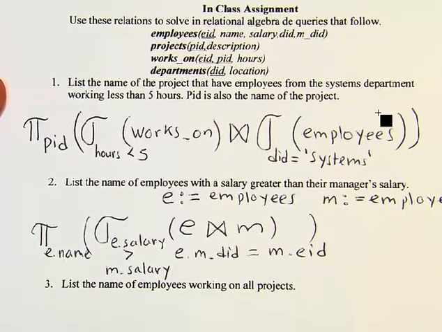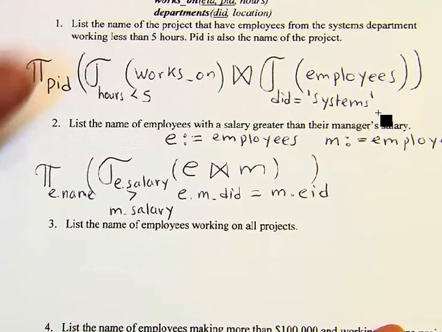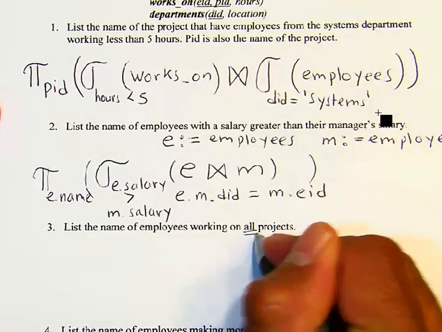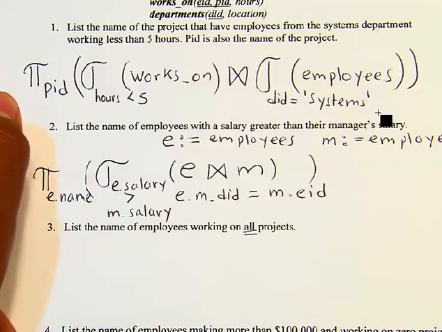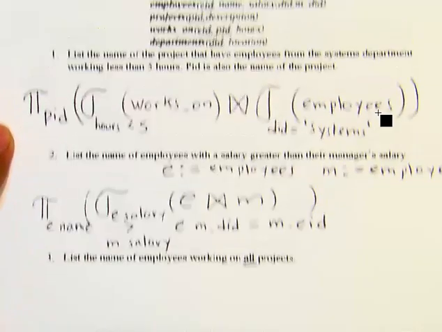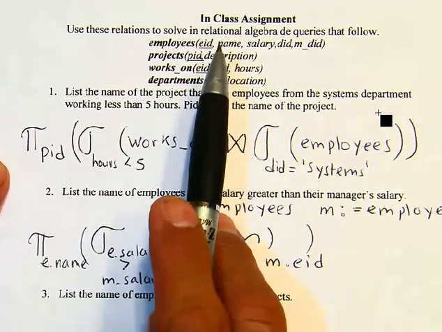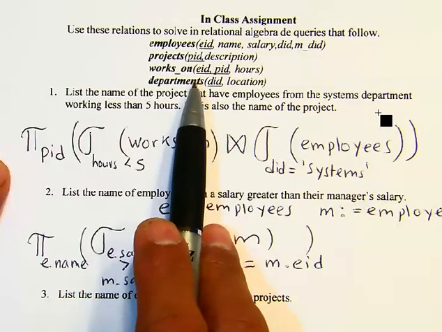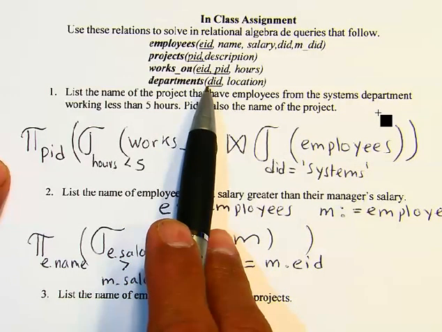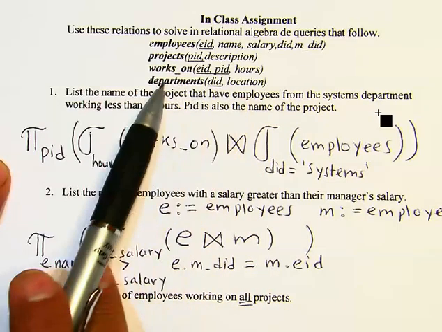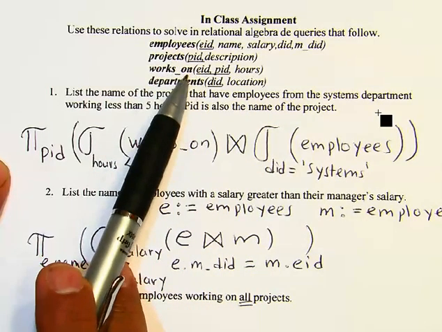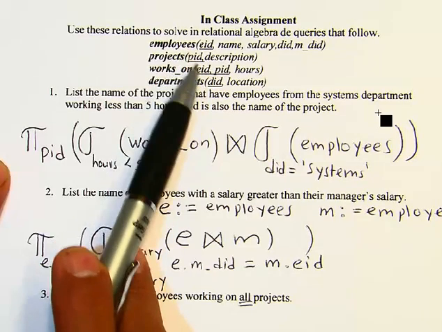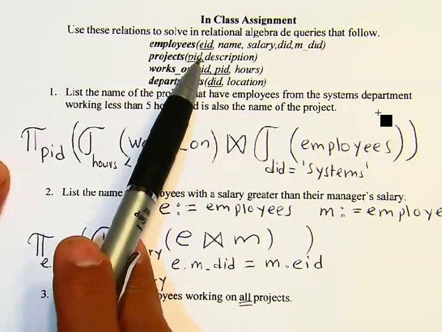Okay, so now for number 3, name of employees working on all projects. This is one of the keywords, all projects. Then we're going to have to do some division. So all projects will be here, and we need to divide that with works on to get the identification of those employees working on all PIDs.